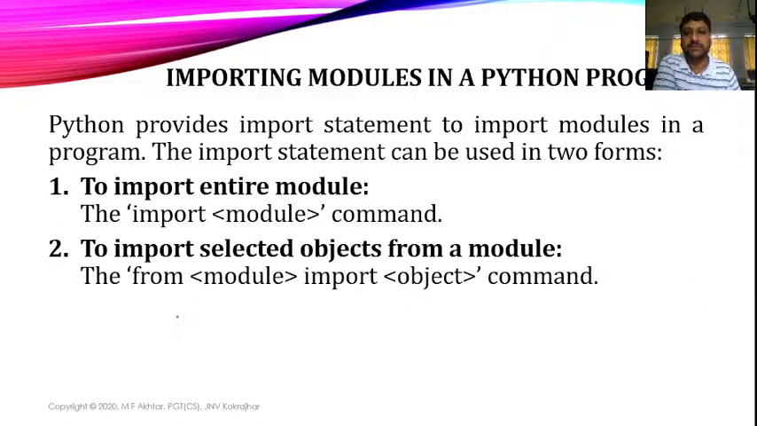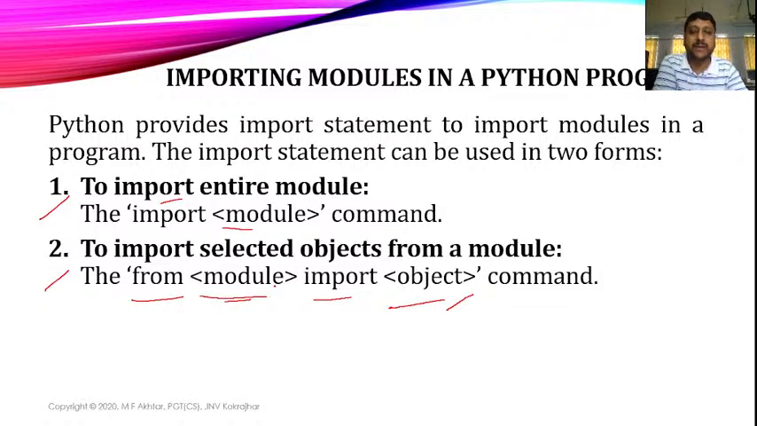There are two methods to import a module. First, we give the import statement, then the module name. If we want to import more than one module, we can give all the module names separated by commas. The second way is using the from command: from module name, then import, and then the object name. Object name means function name, constant or variable name, whatever is available in the module.